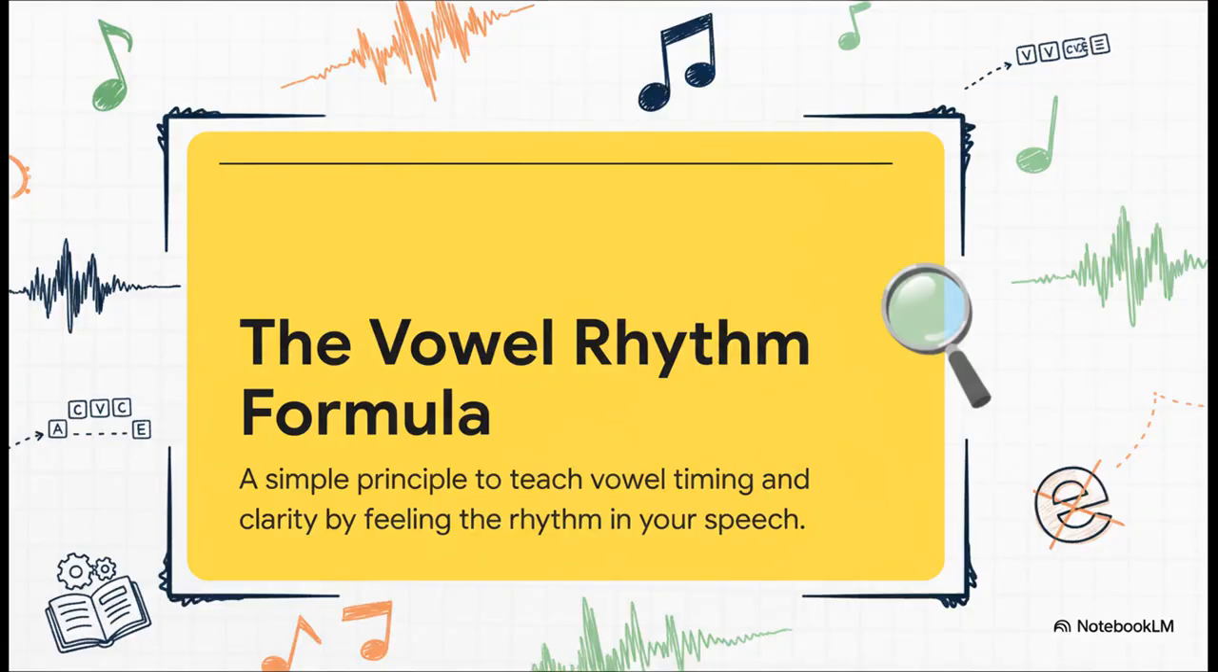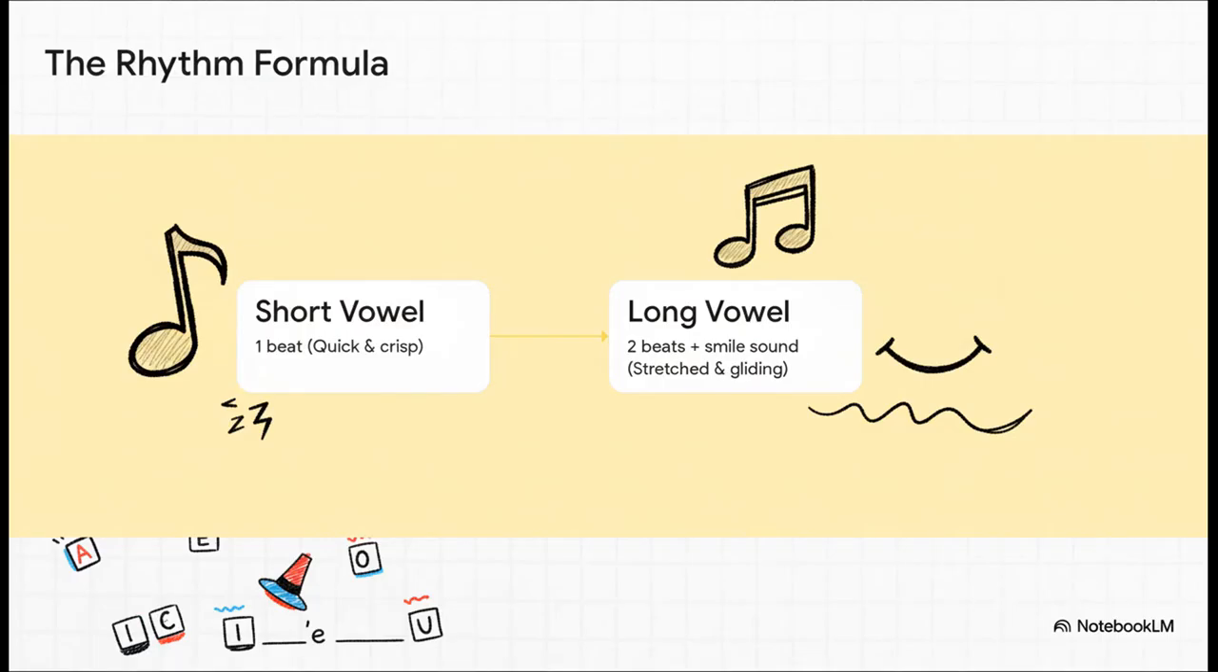So how do we get a handle on this? Well, there's this really simple tool called the vowel rhythm formula. And the cool thing is, this isn't about memorizing a bunch of dry rules. It's about actually feeling the rhythm in your own voice. So here's how it works. A short vowel is just one quick beat, quick and crisp. Think bit. One beat, done. A long vowel, though, you hold it for 2 beats, and it usually ends with this gliding tone, sometimes called a smile sound. So think bite, bite. You can feel that stretch, right? That's a physical clue your mouth is giving you.